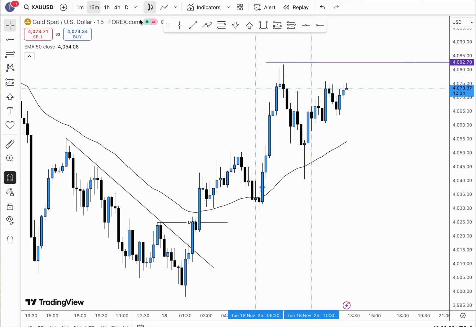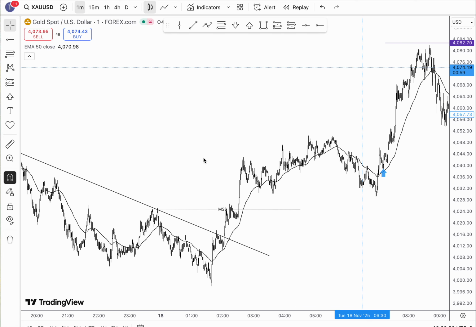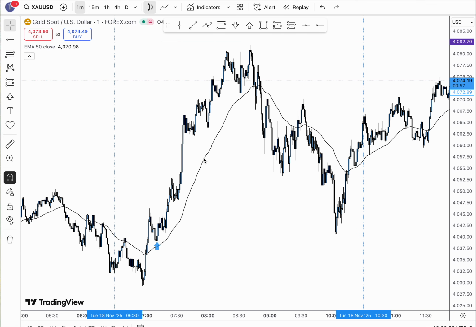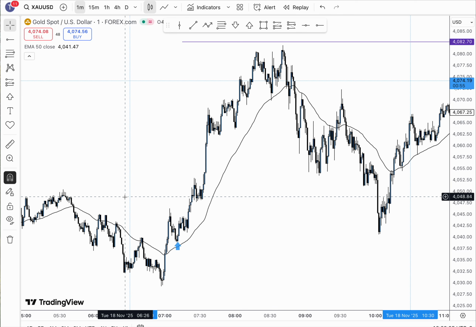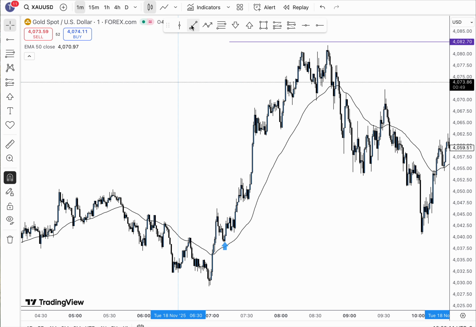So with that being said, I dropped down to the 1-minute time frame. We're going to go back to the 6:30 open from where we analyzed the market. So now we know that price is trending upwards. We have market structure shift. We have higher highs and higher lows. So for me, I'm looking for longs.